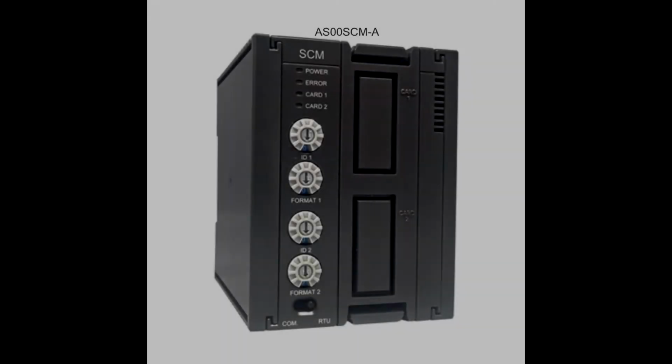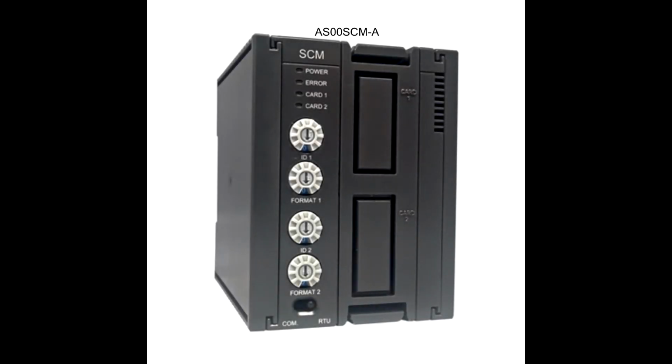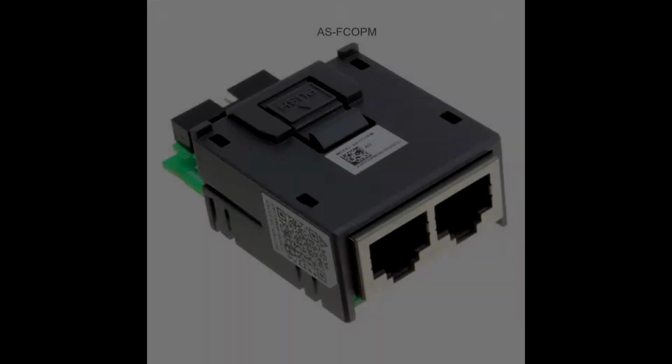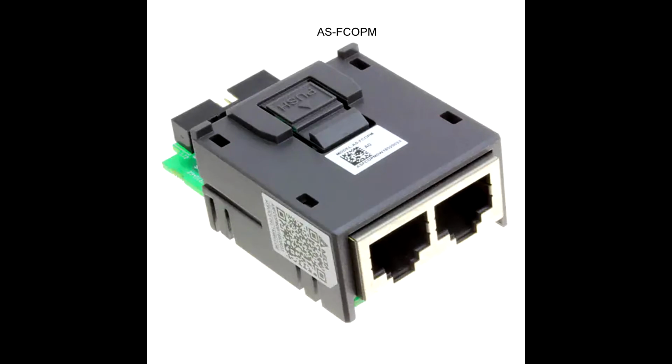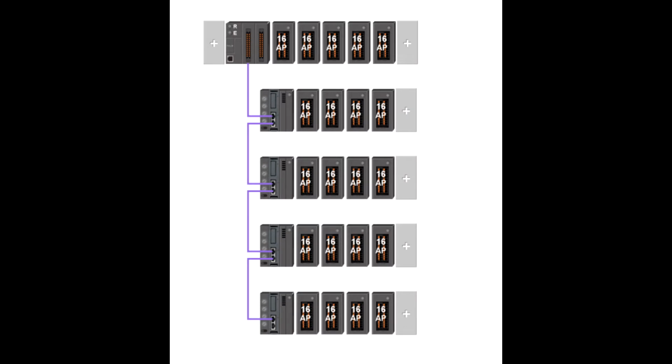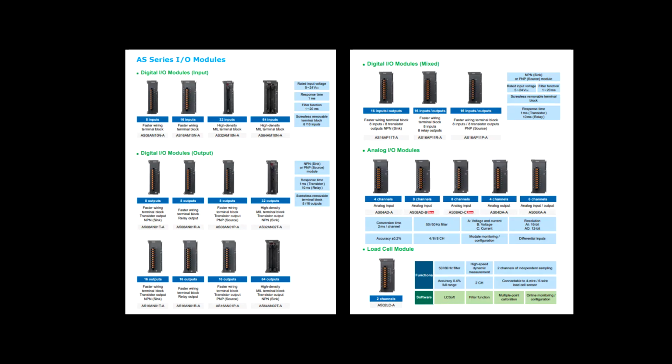Firstly, you'll need the AS00SCM communication module. For this module you have a few different communication cards available that just slot into place. In this example we will be using the AS-FCOPM CAN open card. This card works only in a linear topology. The module uses the same I/O modules used on the AS series PLC, so buying I/O modules is very simple.